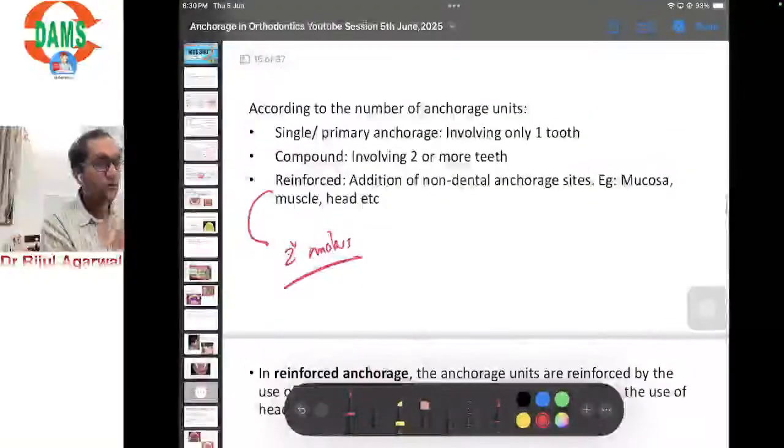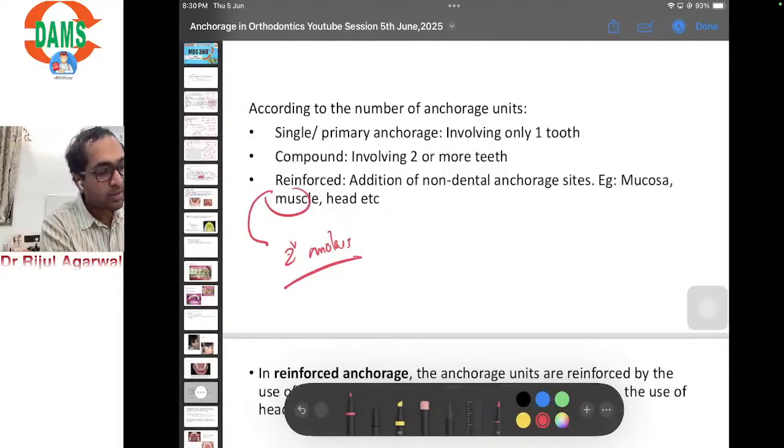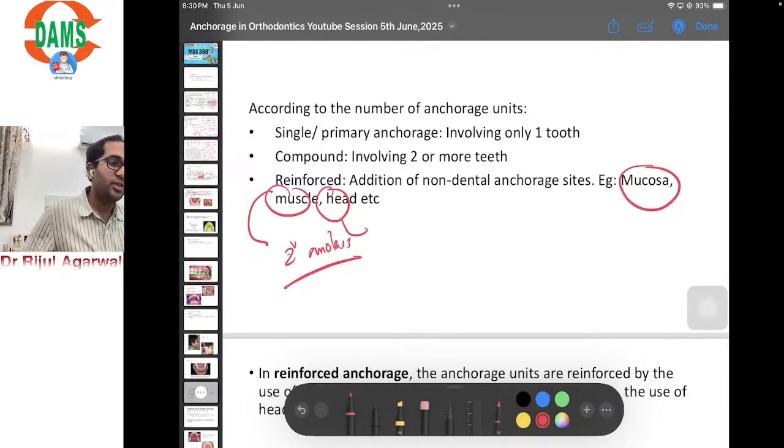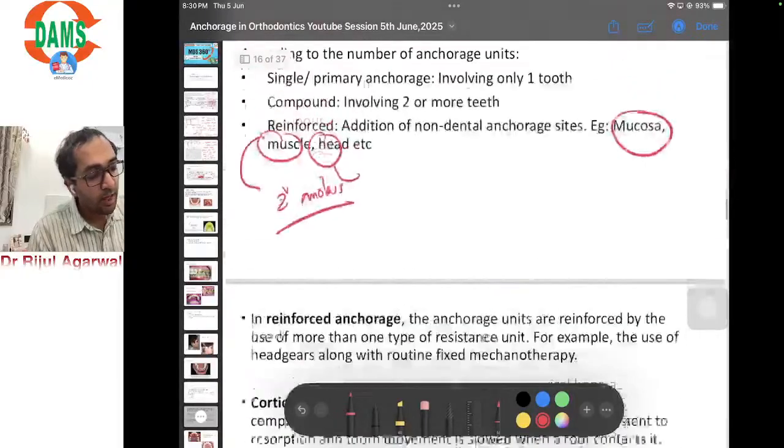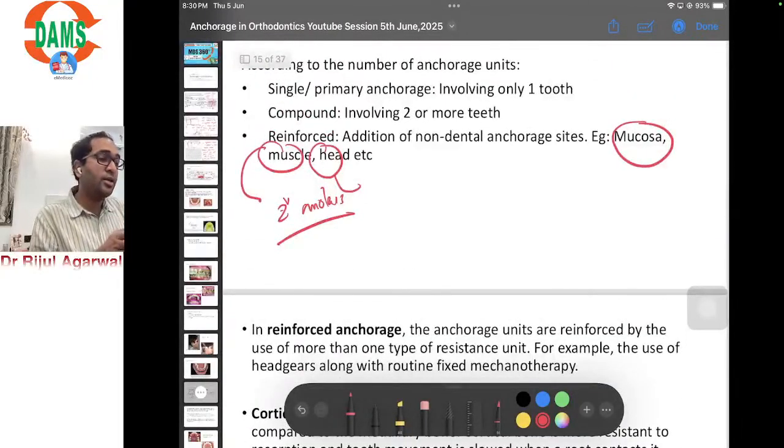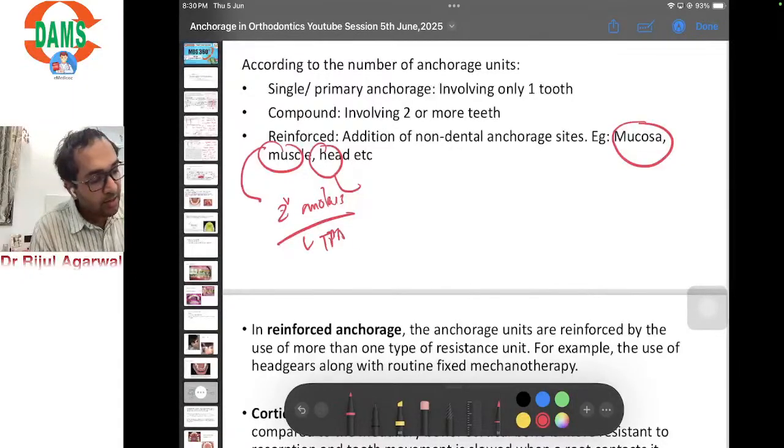What are the other ways of reinforcing the anchorage? We can take the help of the muscles, the head and mucosa. What do we mean by taking the help of muscles or head? That means adding headgear, which takes advantage of the extraoral surface area. Or we can also reinforce the anchorage by involving or connecting the molars from the opposite arch as well, with the help of a transpalatal arch or translingual arch. What are these? I'll just show you the images.